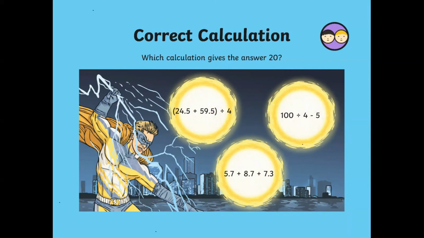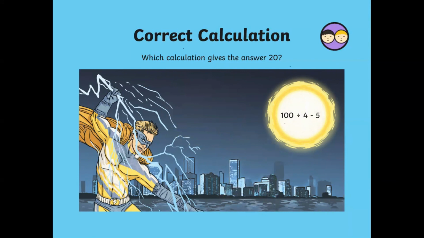Which calculation gives the answer 20? So which circles give the answer 20? Okay, here's the answer. Only the right-hand top one gives us 20, because you have to do division first. So it's 100 divided by 4, which gives us 25, minus 5 gives us 20.